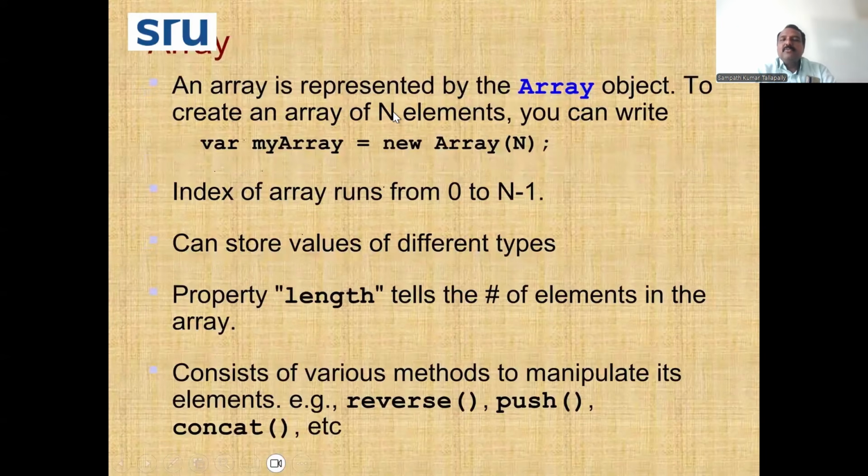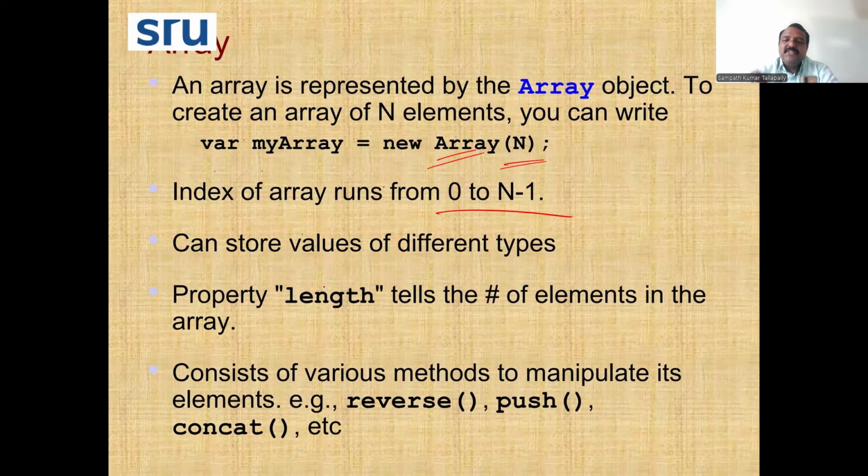Now we are going to talk about an array. As I said, object and array are complex data types. Suppose I want to declare an array. Whenever I declare an array, I'll say new Array, where we specify the size of that array, and we store the elements from 0 to n minus 1. It can store values of different types.